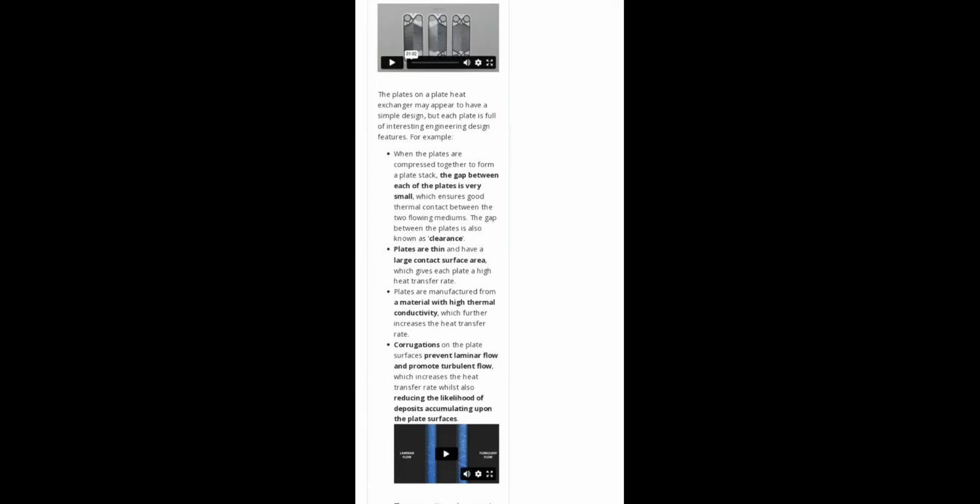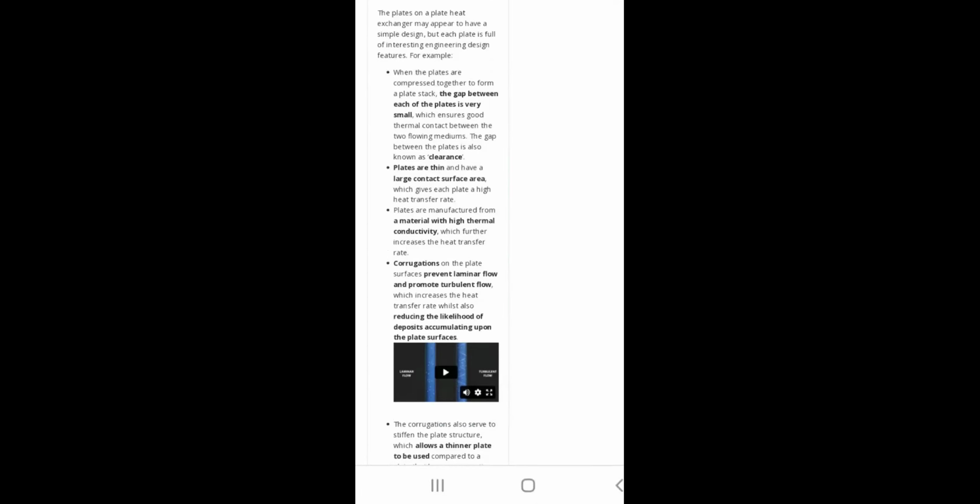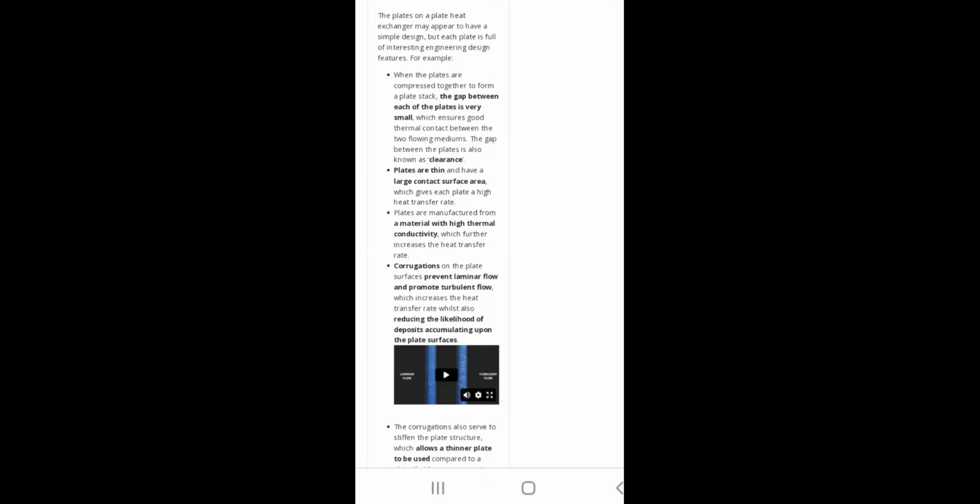Plates are manufactured from material with a high thermal conductivity, which further increases the heat transfer rate. Corrugation on the plate surface prevents laminar flow and promotes turbulent flow, which increases the heat transfer rate, whilst also reducing the likelihood of deposit accumulation upon the plate surface. The corrugation also serves to stiffen the plate structure, which allows a thinner plate to be used.